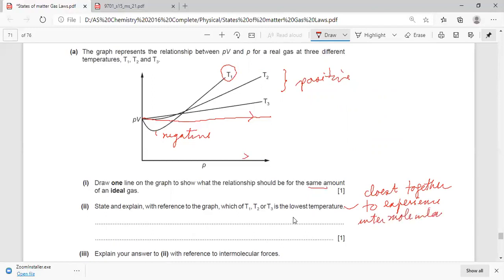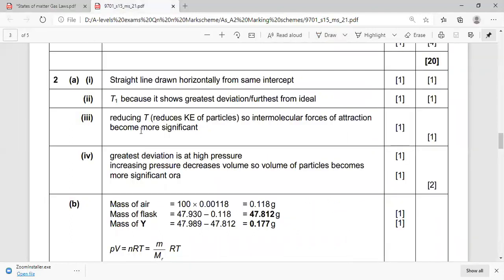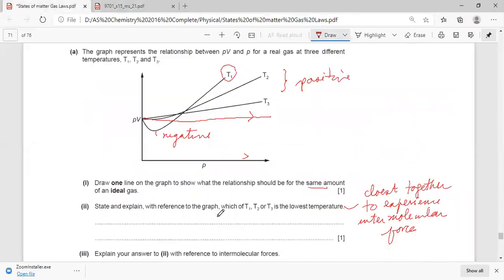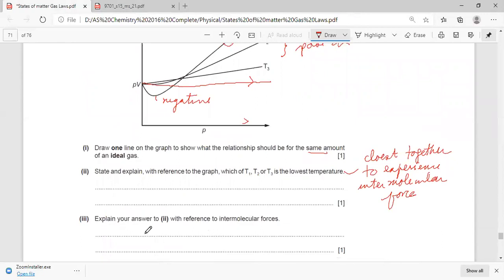Okay? Now let's look at the marking schema. Okay, it's on here, I put down here already. Okay, see the straight line, horizontal, same as intercept. T1, right? Greatest deviation. Okay? Why? Reducing T, reducing kinetic energy, means movement, that means a particle moves slower, so intermolecular forces become more significant. Okay? That means they come closer together, they will experience more of the intermolecular forces. Okay? So this is the answer here. Right? So here, 1 and 2.